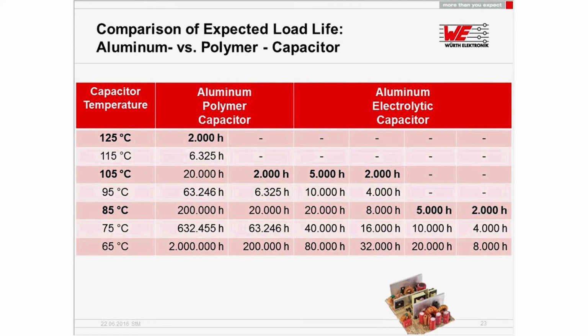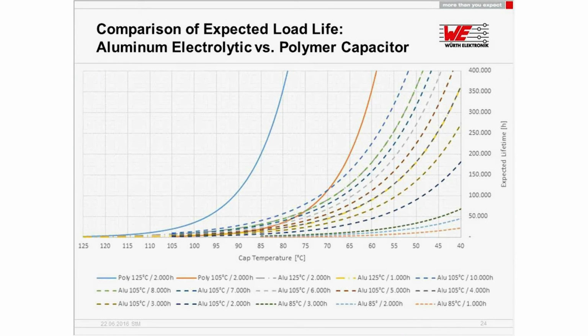And what you can do is rate down, if you know the capacitor temperature in your application, and by rule of thumb you can estimate the expected lifetime, as you can see here. Even in the comparison you see that polymer is fast growing in expected lifetime by reducing the temperature. And this is also shown in the chart here.